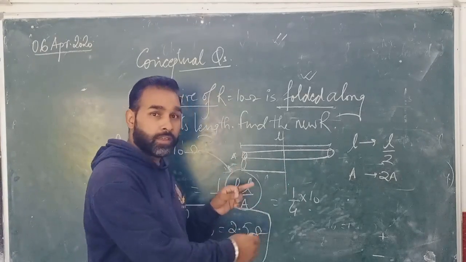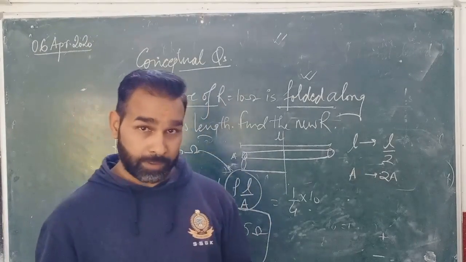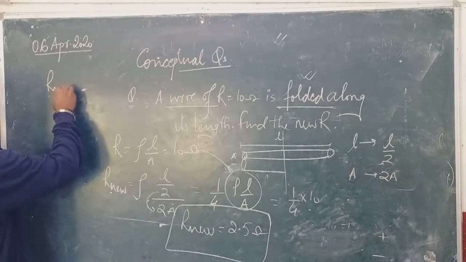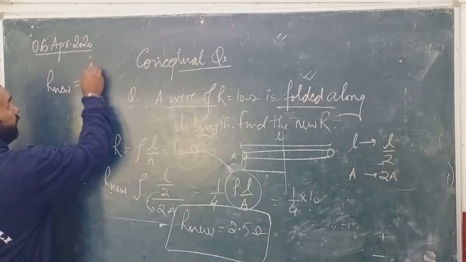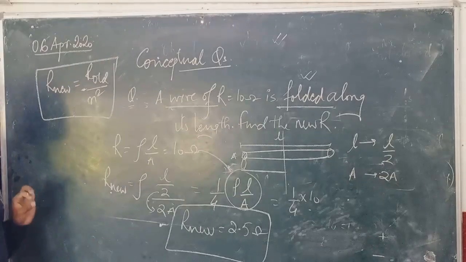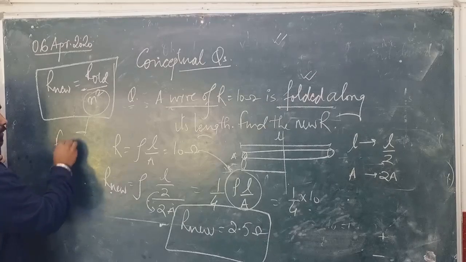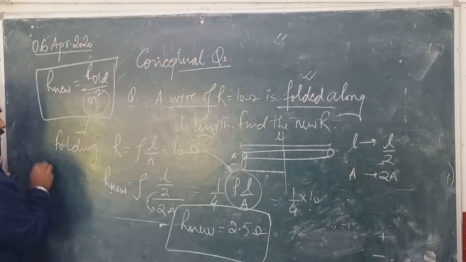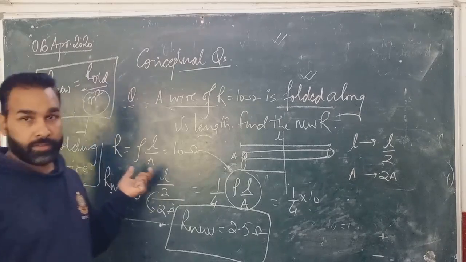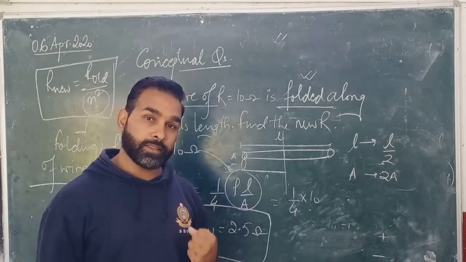If thrice is given, you will fold it so that length becomes 1 by 3, and area of cross section will become 3 times. So from here I can also give you one expression, that is R new for the folded case will be R old upon n square, where n is the folding of the wire. So this is very important. Conceptual questions are generally asked in your CBSE examination.